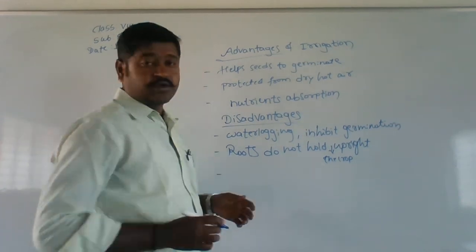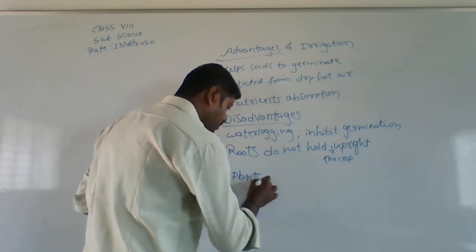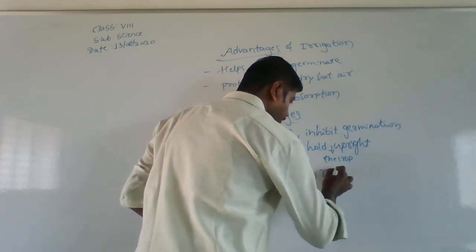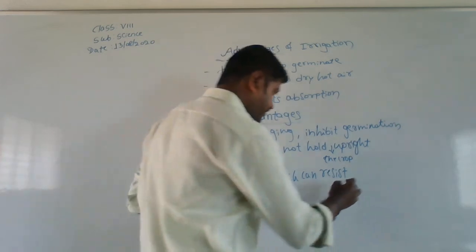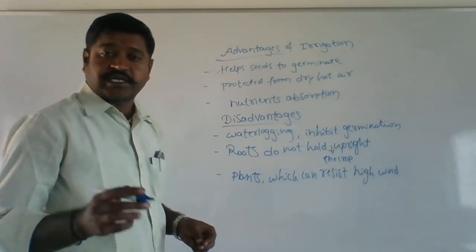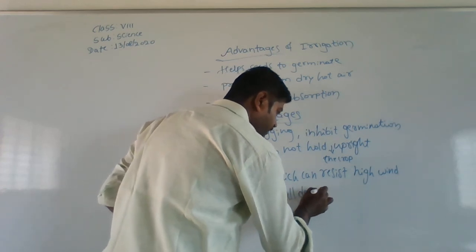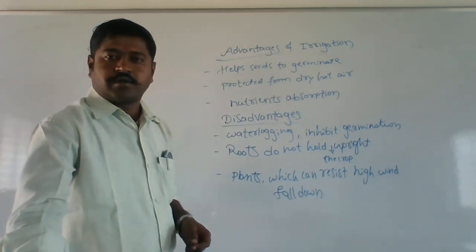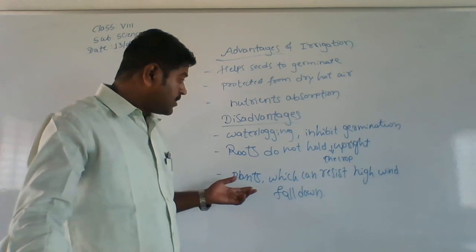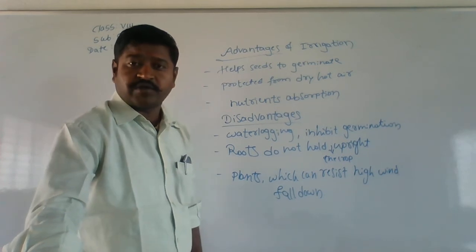Then, plants which cannot resist high wind are ultimately going to fall down. If there is too much flow of air or wind, then that plant is going to fall down. So these were the advantages and disadvantages of irrigation.